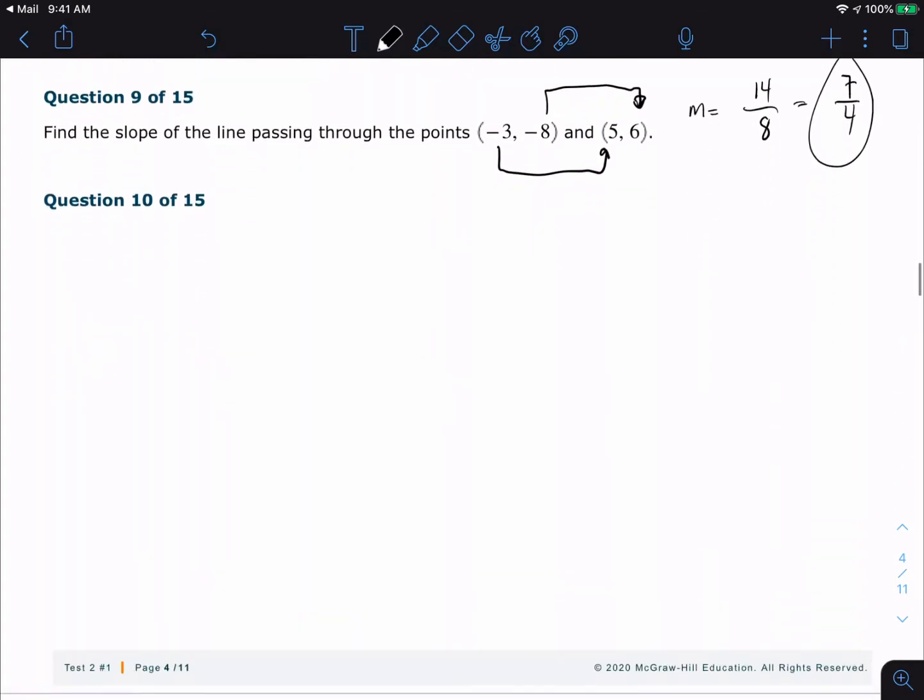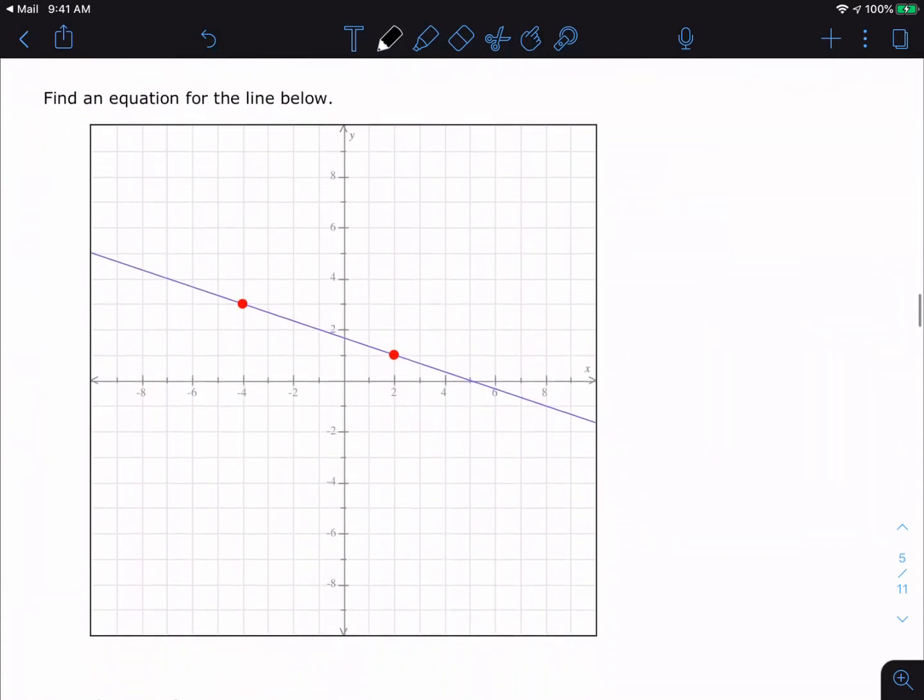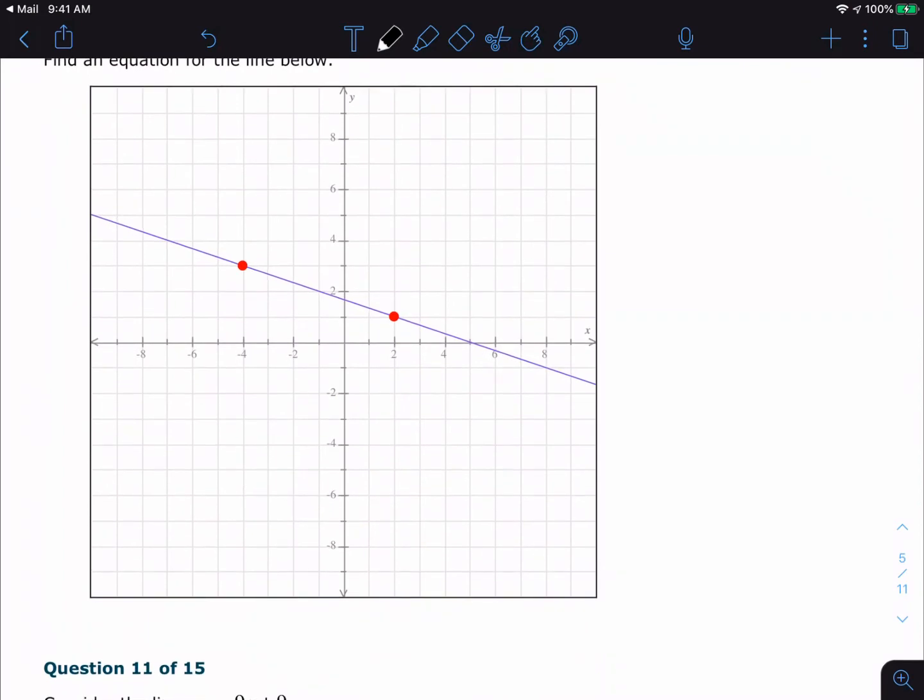Okay? All right, number 10. Find the equation. Now to find the equation is different. We have to find the slope, and we have to do some different things. And so I'll show you how to do that right now.